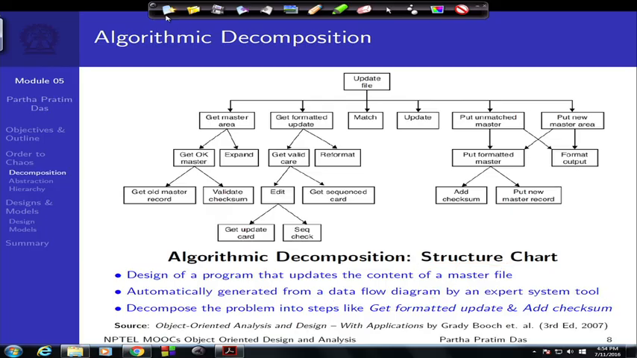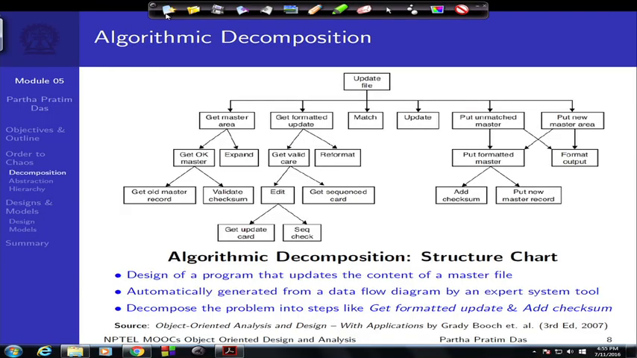So, in this it has divided the problem into very specific different steps, like get formatted update as in here, or add checksum as in here. Some of them are primitive tasks and some are still composite tasks which need further subdivision. So, this is the basic approach of algorithmic decomposition. You look at the whole task, you are basically going by the processing logic, try to divide that into subtasks, take every subtask and try to divide that further into smaller subtasks till you get to primitive tasks that can be directly solved.